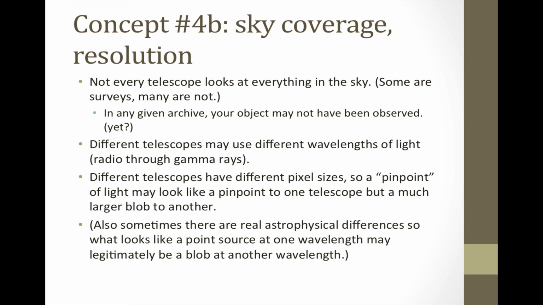Different telescopes are going to use different wavelengths of light, but different telescopes also have different pixel sizes. So when you're talking about a pinpoint of light like that from a star, it may look truly like a pinpoint to one telescope, but a blob to another telescope because it has different pixel sizes, which means different spatial resolution. And sometimes that's real astrophysics. It looks like a pinpoint in optical, but a blob in infrared for a reason. It's not just the physics of light and the detection of light at the telescope that causes that.